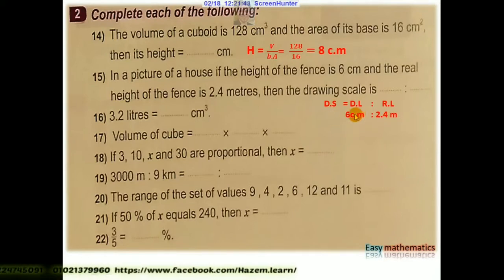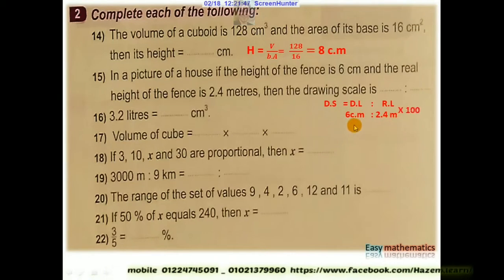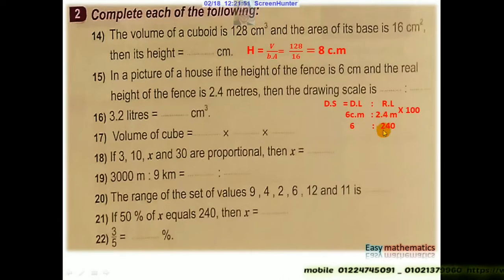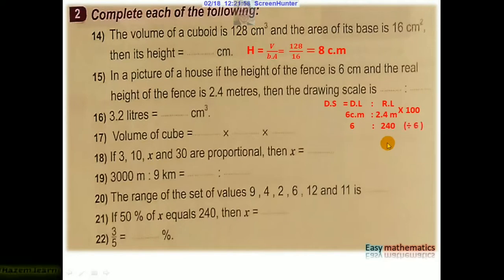From meter to centimeter, we must multiply by 100, and it will be 6 for the first one, and the second one 240. Dividing both of them by 6 because both of them exist in the 6 times table, it will be equal 1 to 40.